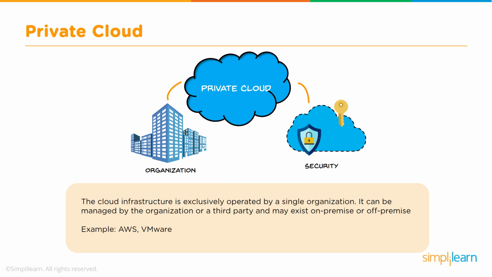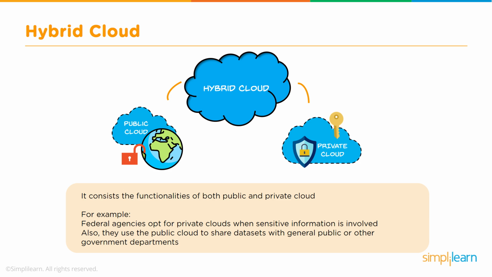And private cloud? This cloud infrastructure is exclusively operated by a single organization. It can be managed by the organization or a third party and may exist on premises or off premises, doesn't matter, but the point here is this is exclusively operated for a single organization. Some companies that provide private cloud are AWS and VMware. And hybrid cloud gives the best of both public and private cloud. For example, federal agencies opt for private clouds for storing and developing personal data, and they use public cloud to share non-sensitive data with the general public or with other government departments.